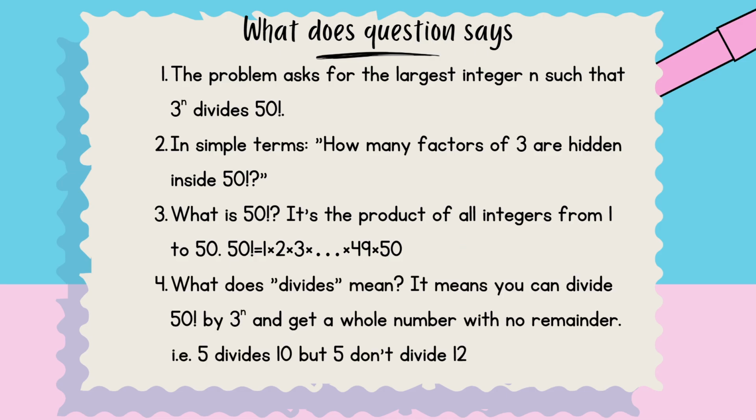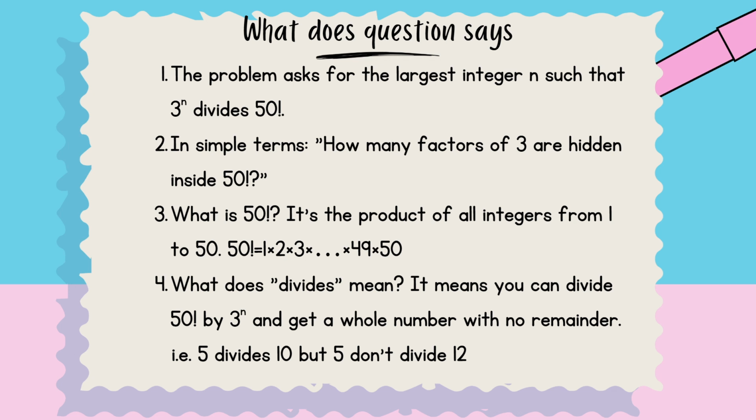Now what does divide mean? It means you can divide 50 factorial by 3 to the power n and get a whole number with no remainder. We can say 5 divides 10 because the remainder is 0. But we cannot say 5 divides 12 because there is a remainder, that is 2. So 5 doesn't divide 12. At the end we should get a whole number, not a decimal number. So we need to find the largest integer n such that 3 to the power n divides 50 factorial. Now why are we talking about the largest integer?